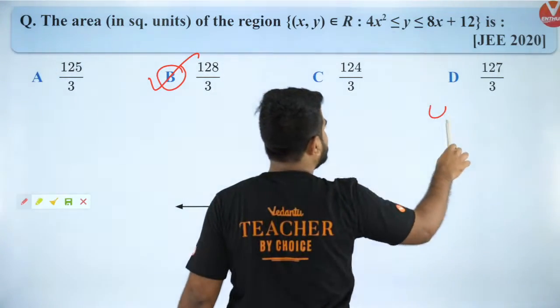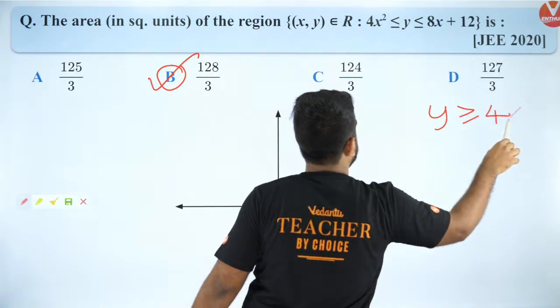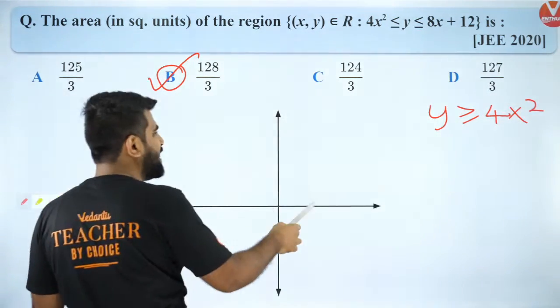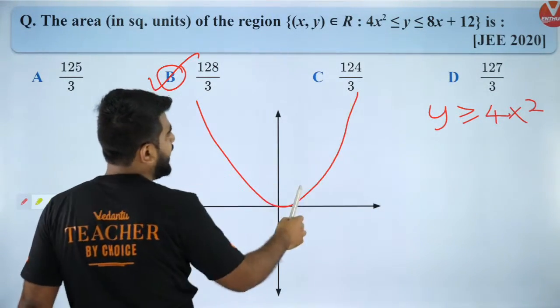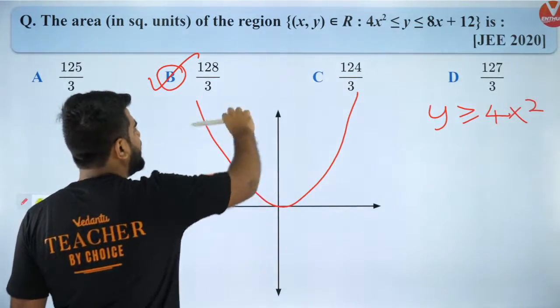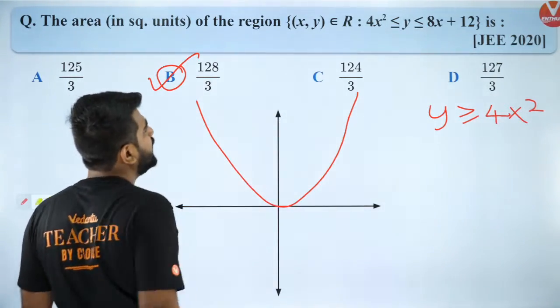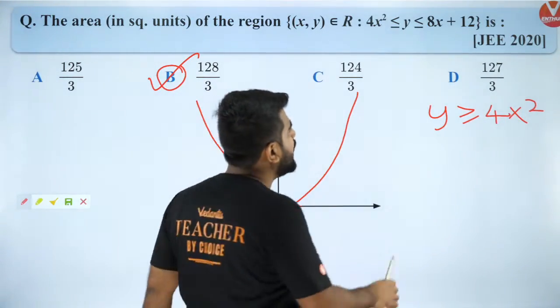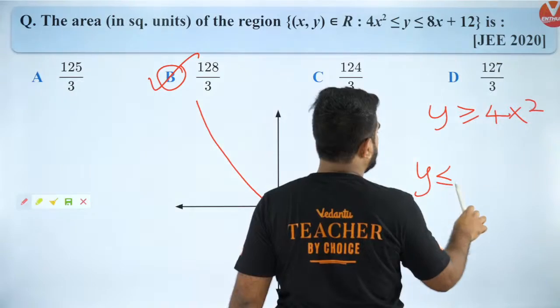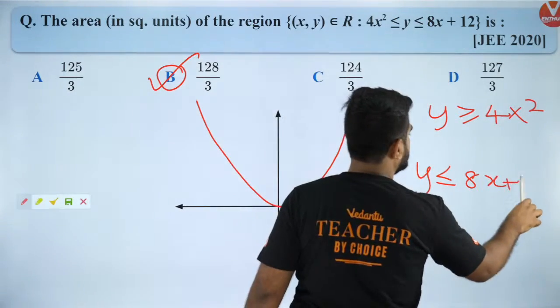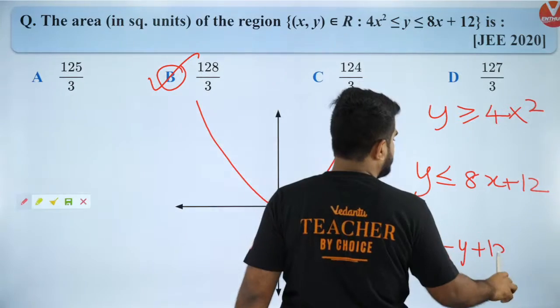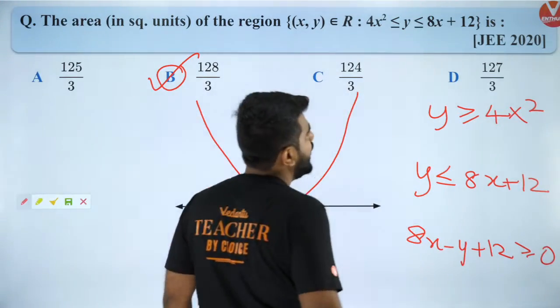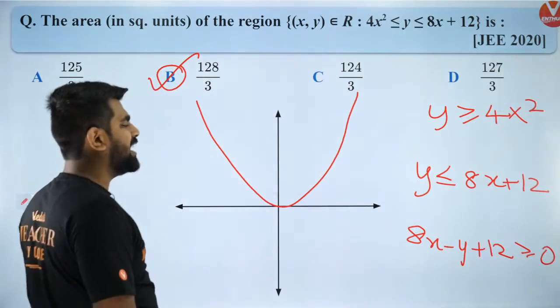So you have y greater than or equal to 4x square. First you draw y equal to 4x square, which will be a parabola. And it should be greater than 4x square, so it will be inside the parabola. And then you have y less than or equal to 8x plus 12. So you will get 8x minus y plus 12 is greater than or equal to 0.